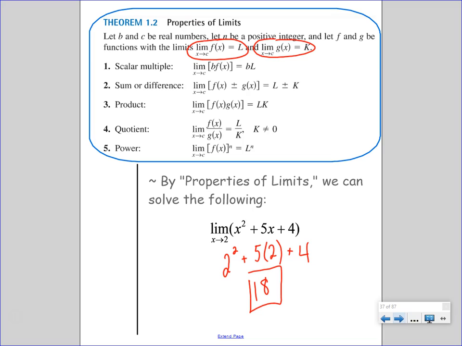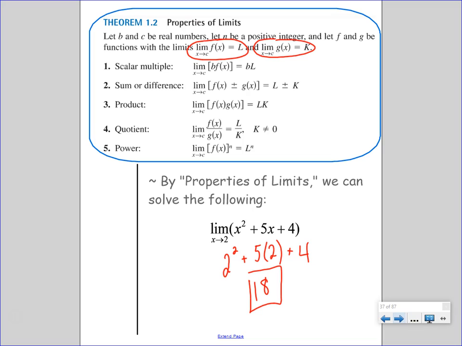Same thing with property number 3. Property number 3 allows us to approach a problem like this. We don't have to know what e to the x times 1 minus sine of x looks like. We don't have to know all these different values when x is negative 10 and negative 5 and negative 1.01. We can just say, hey, according to that, take the limit of f times the limit of g, L times k. So what's the limit of e to the x as x approaches 0?